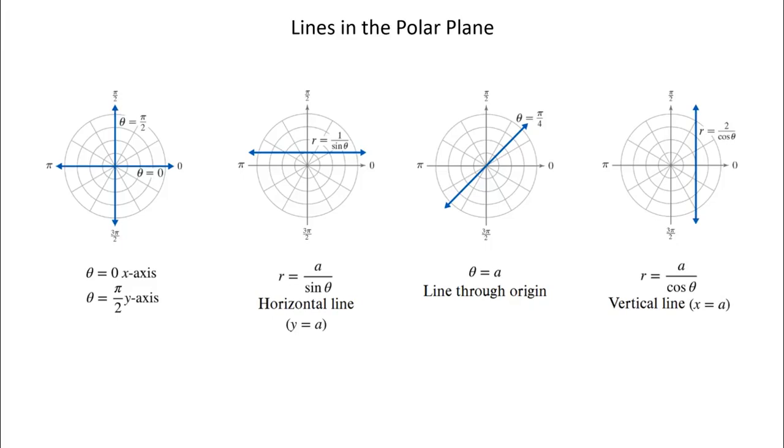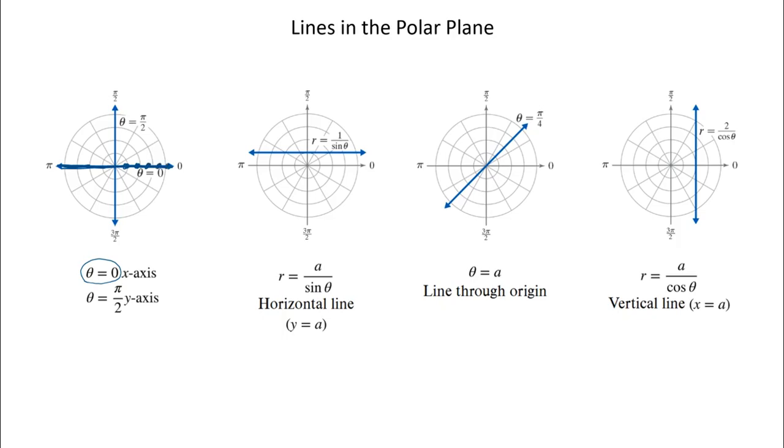All right, so in this video, we want to talk a little bit about what the equations of lines look like in the polar plane. And the first equation we want to talk about is where theta equals 0. Well, theta equals 0 along this line. Any point that lies along theta equals 0 will lie on this line.